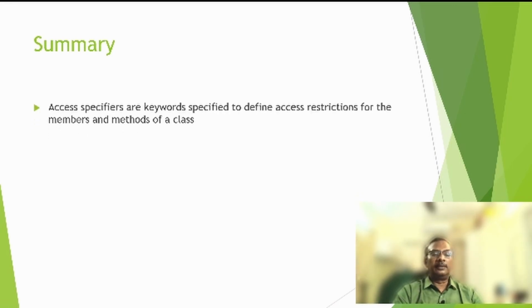Access specifiers are keywords specified to define access restrictions for the members and methods of a class. In other words, properties and functionalities of a class. So what are the access specifiers we saw? We saw private, public, the default one without defining any keywords, and the fourth one is protected. Alright, I will elaborate on the protected and the default one in the future. So if you are confused about it, don't worry, I'll explain it in future sessions.